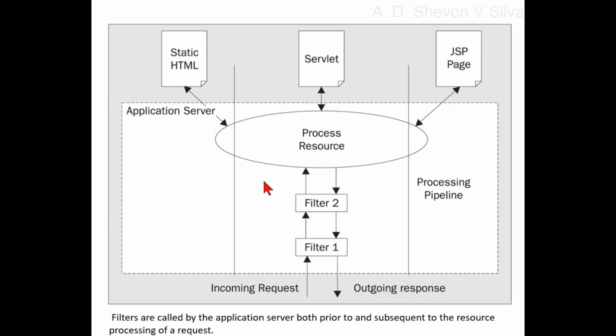This figure illustrates the simplified view of a middle tier server, emphasizing the request and response flow, and showing where the filters fit in the picture. You can see that the filters are positioned in the processing pipeline between the application server and the client.